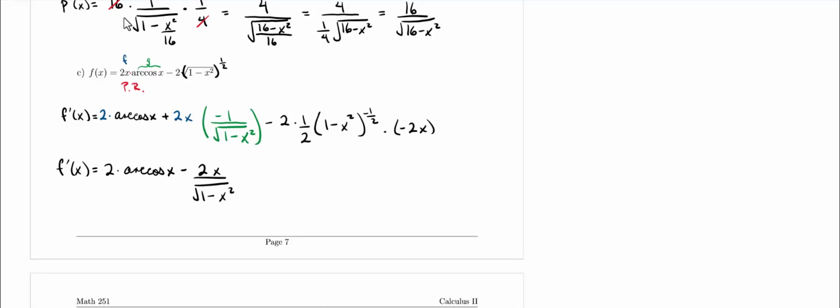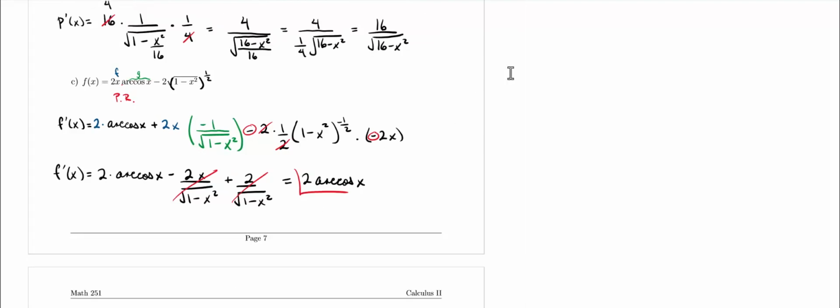Now what simplifies on the last term? Well, I get to cancel these 2's. Now I also see a negative times a negative, so we're going to get a positive. Now what else do we have? Well, we have a 2 on the top, and on the bottom we have a square root of 1 minus x squared. Oh, well, look at that. We have a negative 2x over the square root of 1 minus x squared plus a 2x over the square root of 1 minus x squared. We can go ahead and cancel them, which gives us a final answer of 2 arccosine of x. And there we go. This was our derivative.